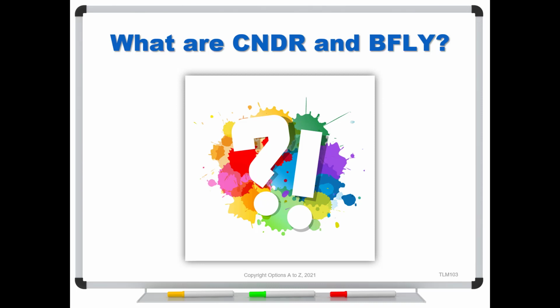Well, in times like these, it helps to know about CNDR and BFLY. So what are these things? Well, if they look like abbreviations for condor and butterfly, you're exactly right. But how do you use them, and what do they tell you?